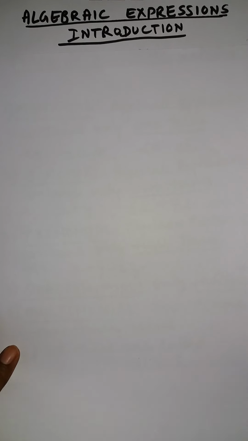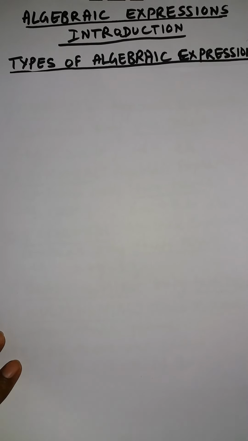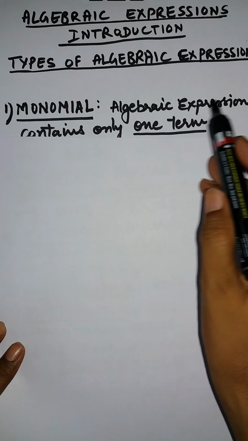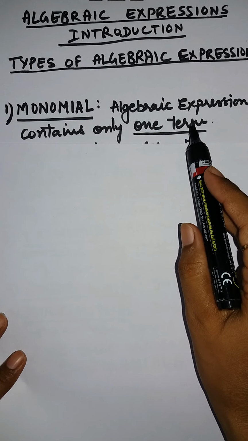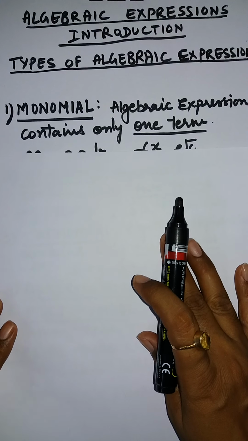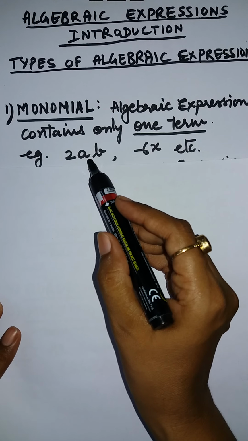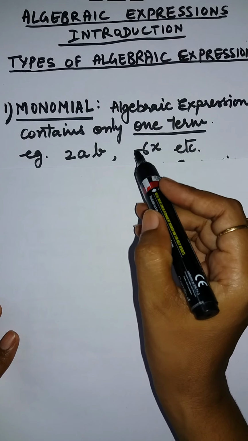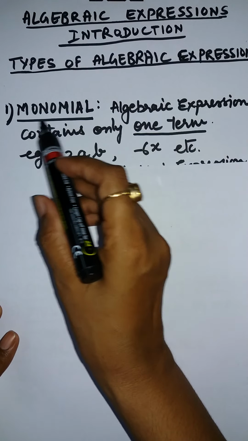Now, types of algebraic expressions. On the basis of number of terms in an expression, the name is provided. Monomial. Algebraic expression contains only one term is called monomial. For example, 2ab, minus 6x. These are having only one term, so they are called monomial.